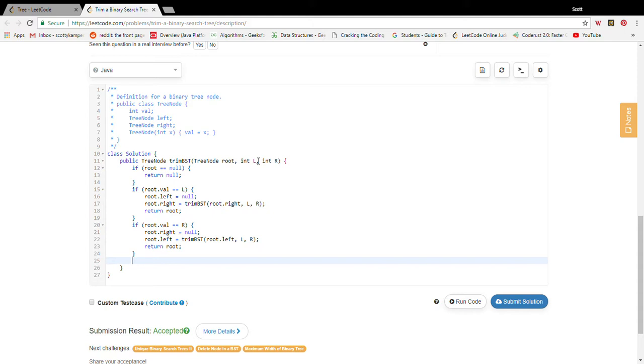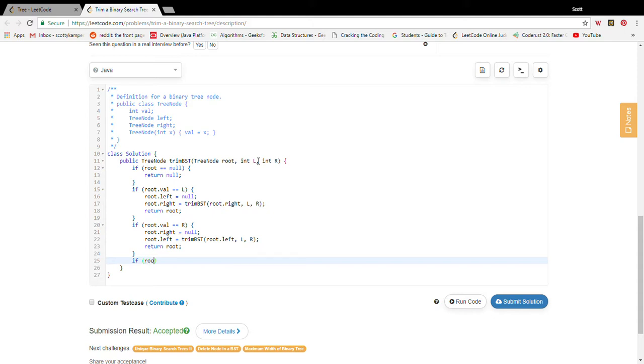What happens when the root's value is greater than both the left and the right? Think about that for a second. The root's value is greater than our left bound, and it's also greater than our right bound. What that must mean is that the root and everything in the root's right subtree is higher than our highest bound. So it all has to be trimmed away.